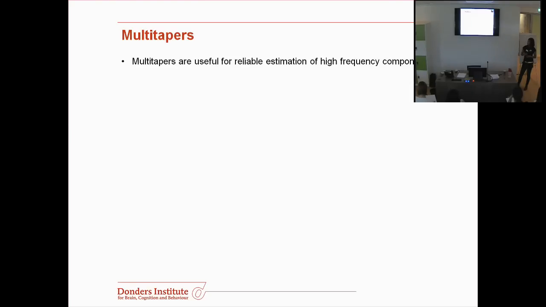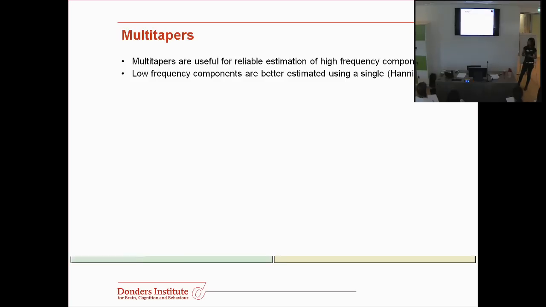Okay, so multi-tapers are useful for getting reliable estimates with high-frequency components. But for low-frequency components, we're usually pretty okay with just using one taper, and that is usually the Hanning taper.